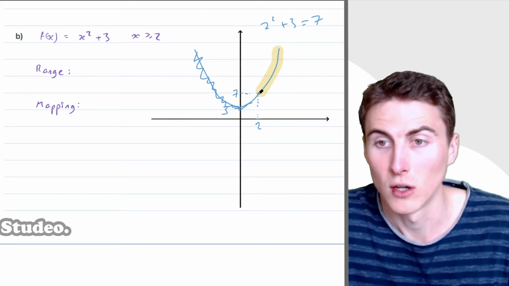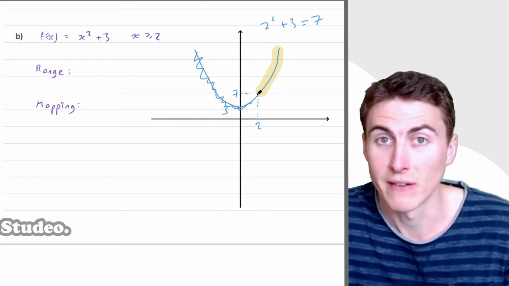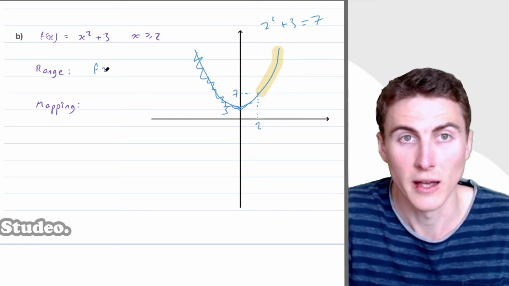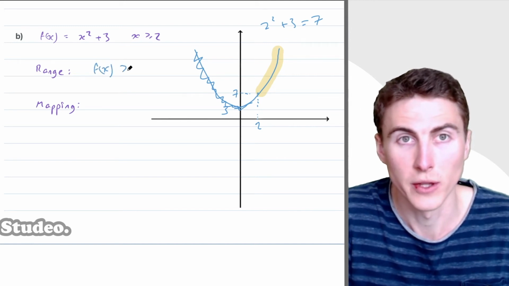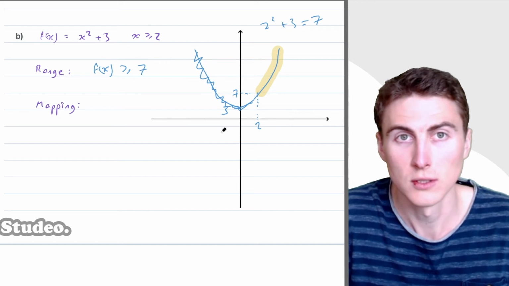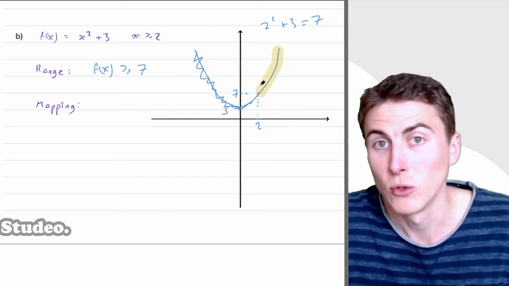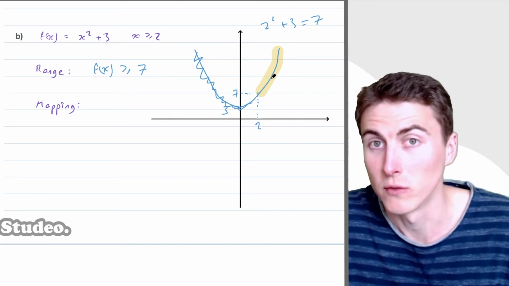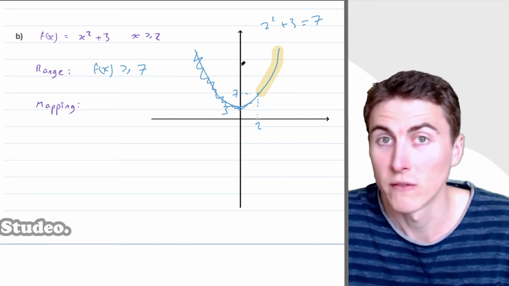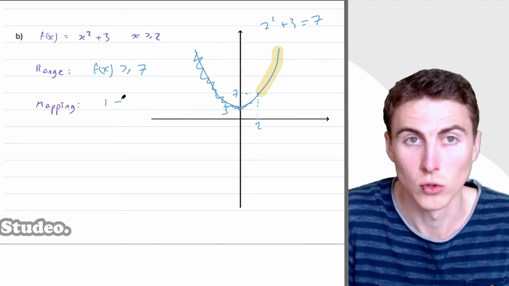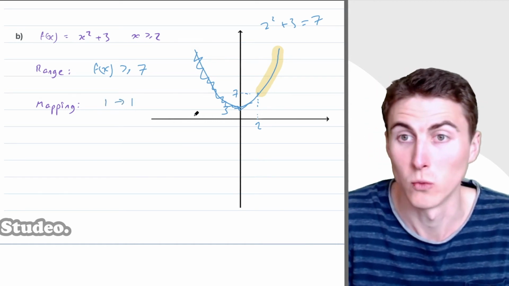Which means that my range is any value bigger than or equal to 7. So we can say that f(x) is more than or equal to 7. So that's the range for that one. And if we look here, each x value will only give us one y value, and each y value can only be achieved through one x value. So this again is a one-to-one mapping, or a one-to-one function.